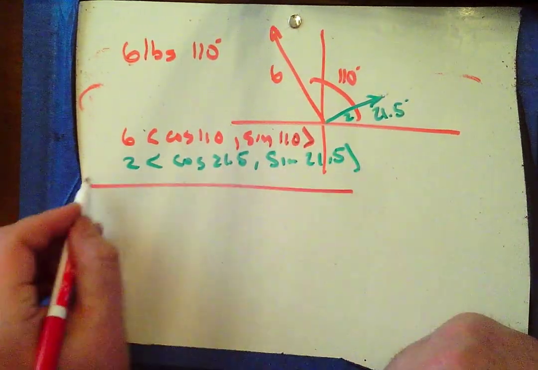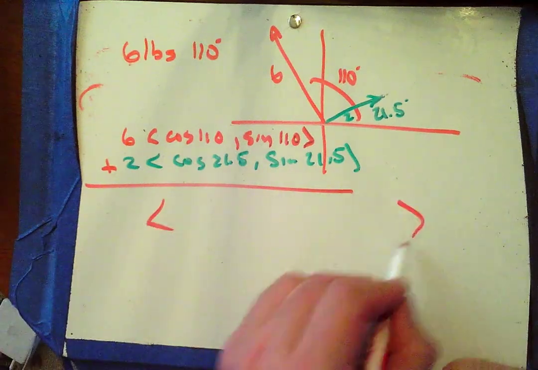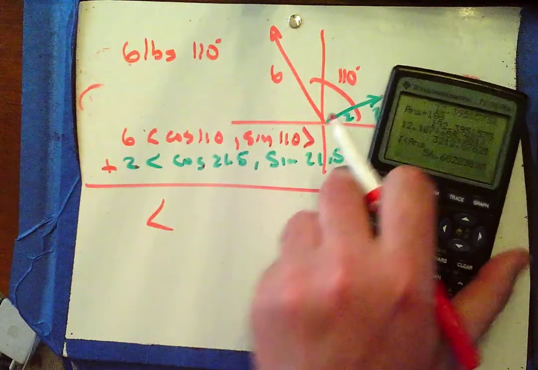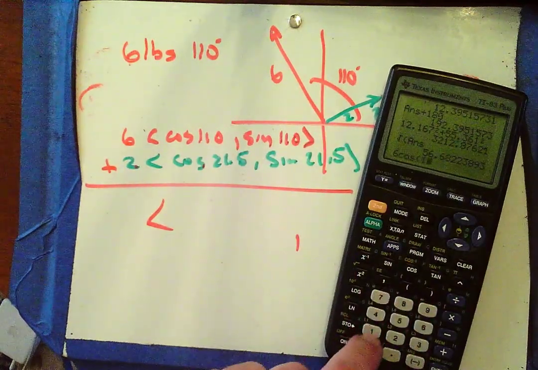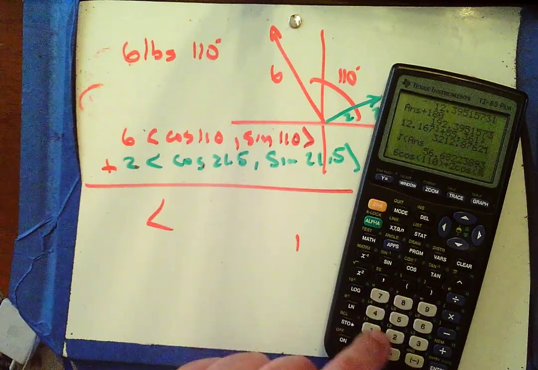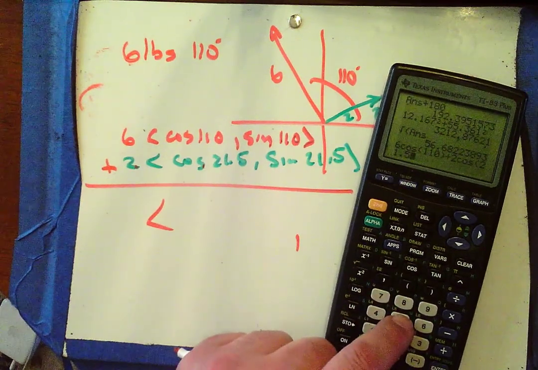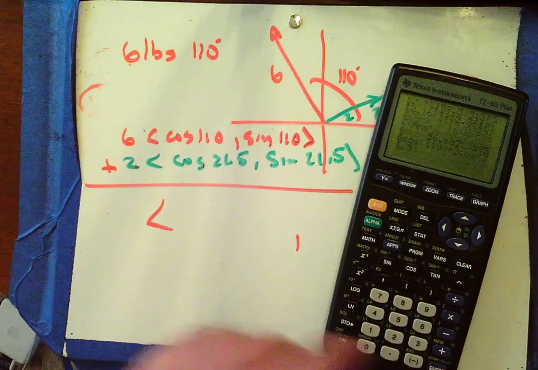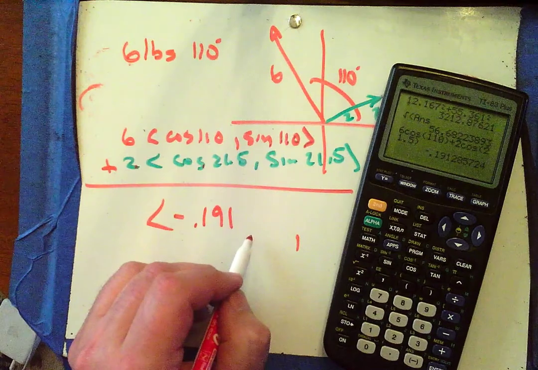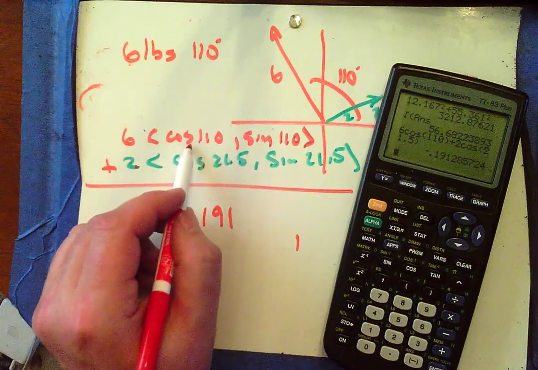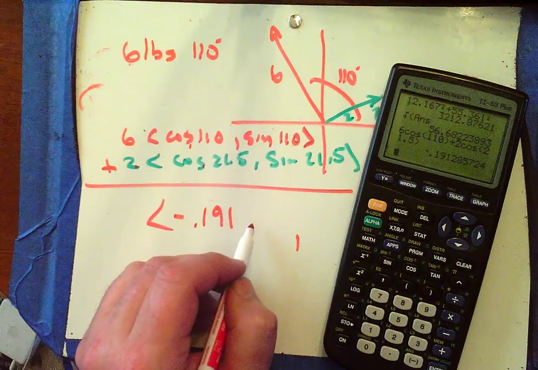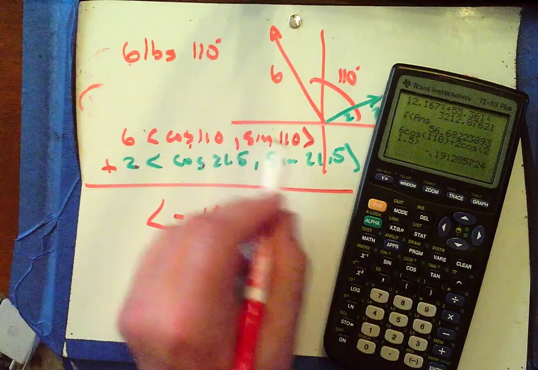Okay, we'll add those together and we'll get our resultant vector: 6 times this plus 2 times this. 6 cosine 110 degrees, close parentheses, plus 2 cosine 21.5, and I get negative 0.191. Remember, cosine of 110 is a negative number. Negative 0.191, yes. And then what about the sine stuff?